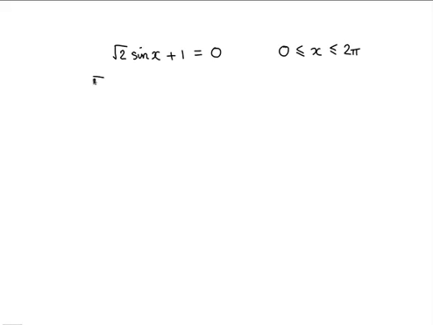So the first move would be to try and isolate sine x. We always balance equations. Let's take 1 away from both sides. We get root 2 sine x equals minus 1. That disappears and we take 1 away from that. Get rid of the root 2 times sine x by doing the opposite of multiplying by root 2. That's dividing both sides by root 2. This will vanish. We get sine x equals minus 1 upon root 2.